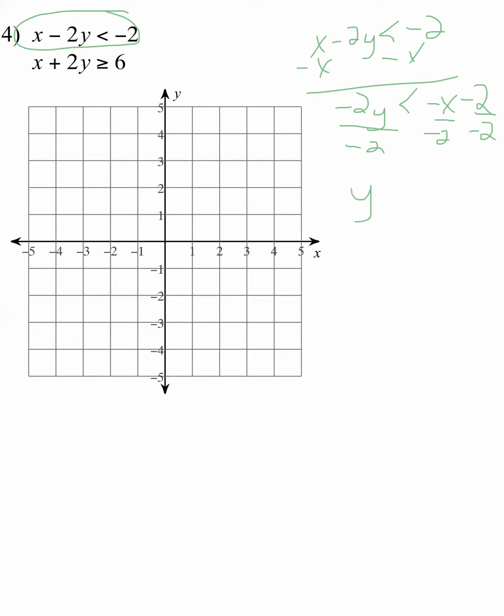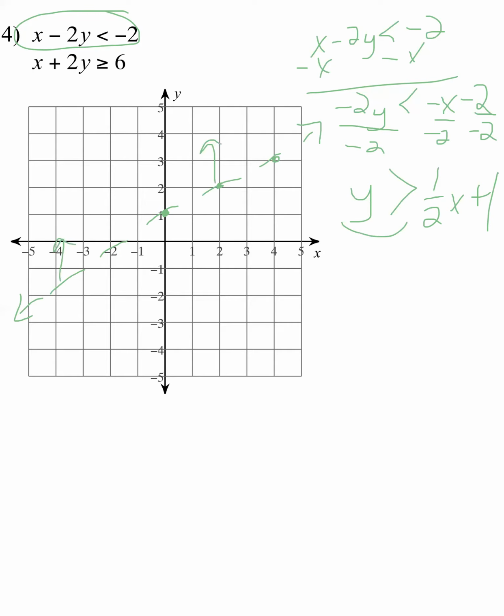So that becomes, flip that symbol over because I just divided by a negative. And now I have a positive 1/2 x. And then negative 2 divided by negative 2 leaves me at a positive 1. So start at positive 1, up 1 over 2, up 1 over 2. These would be connected with a dotted line. Okay, and y is greater than, so I want to shade above.